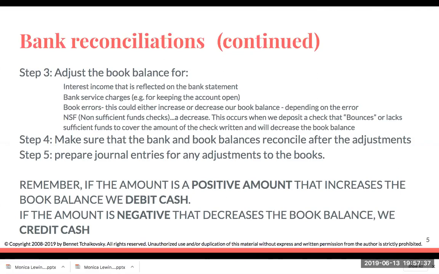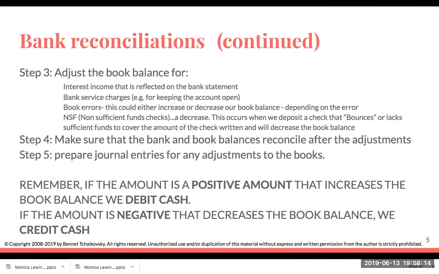When a bank gives us interest income, it's typically going to be reflected on our bank statement. It's not something that we're going to be computing and recording on our books prior to receiving that bank statement. So we're going to make sure that interest income is reflected. If the bank will charge us $15 a month for keeping our account open, that also has to be reflected. Are there any book errors, meaning did I record something incorrectly on my books? Then we also have non-sufficient funds checks.